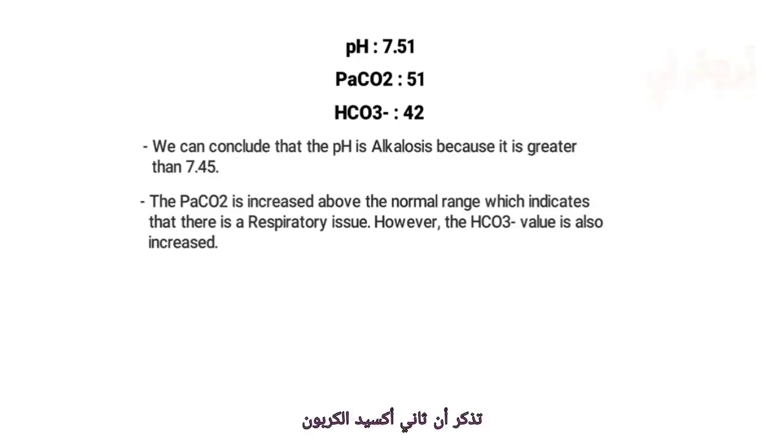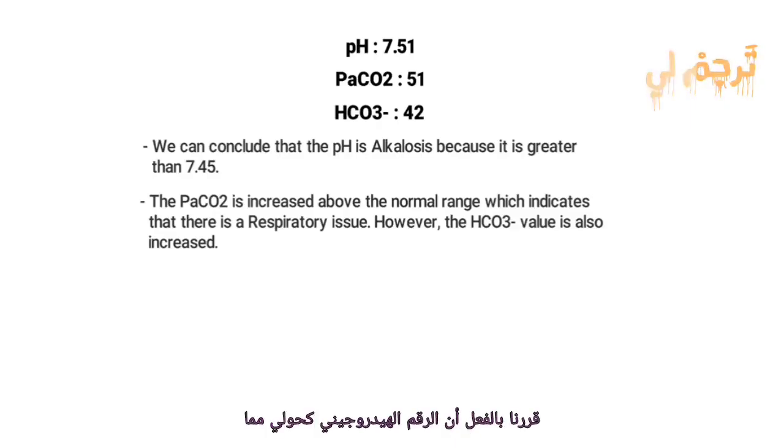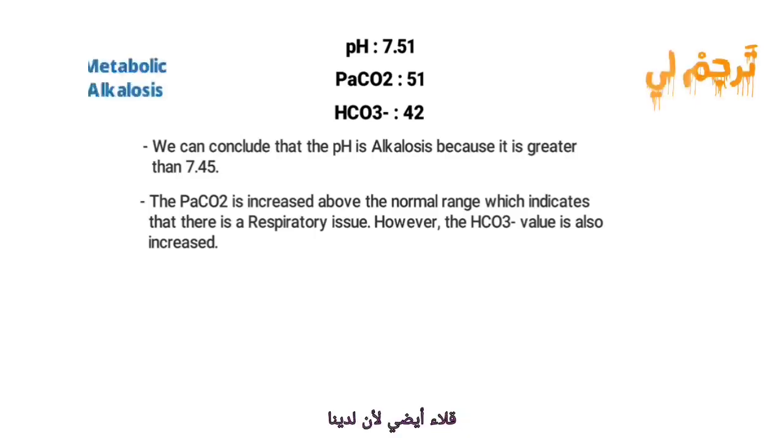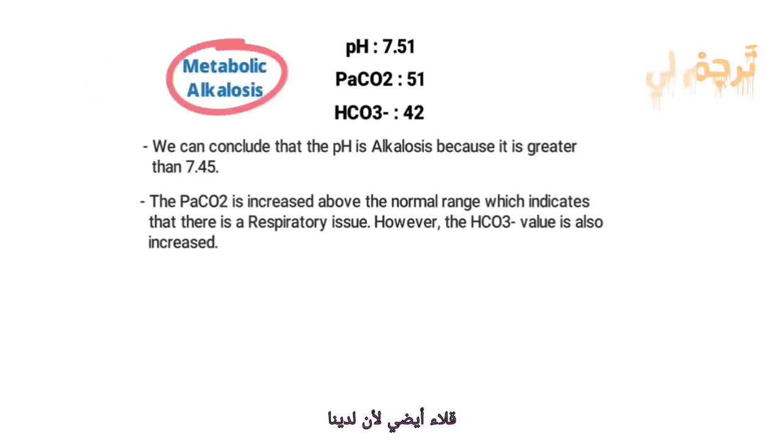Remember that carbon dioxide is acidic and bicarb is basic. We've already decided that the pH is alkalotic, which indicates that there are more bases in the blood. So this ABG interpretation would be metabolic alkalosis. Since we have a metabolic problem, the next step is to look at the respiratory system. In this case, we see that the carbon dioxide is elevated above the normal range, which tells us that there is some compensation going on.